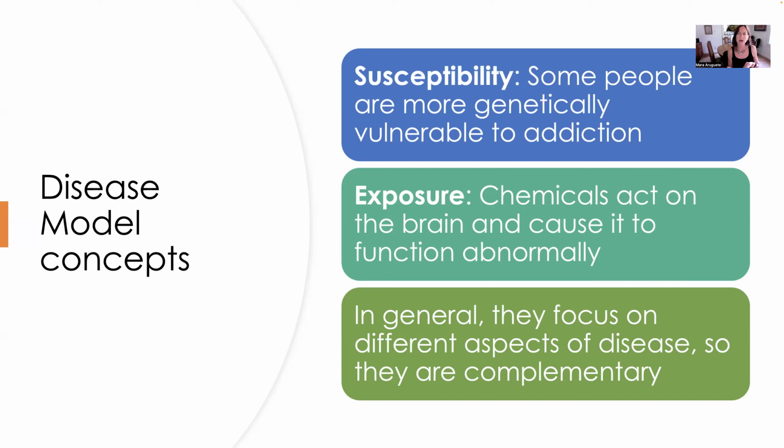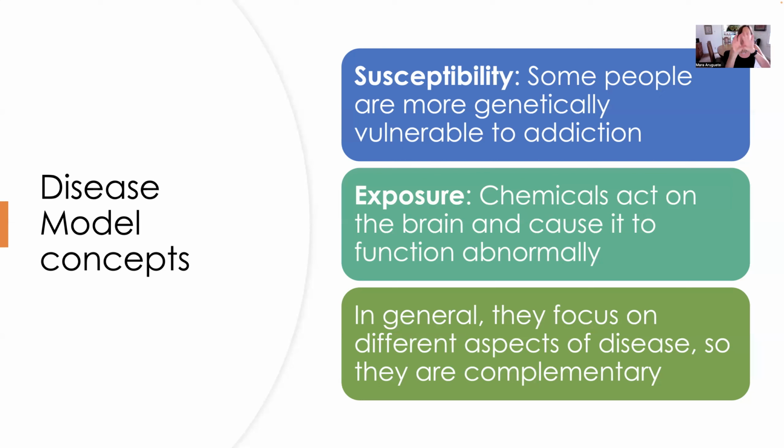Another disease model is an exposure model. Rather than being susceptible because of some genetic makeup, the idea here is that when you take a substance, the chemical acts on the brain and causes it to function abnormally, causing the disease. So in fact, the substance causes the disease. For example, if you were to take methamphetamine, that would change your brain and cause the disease.